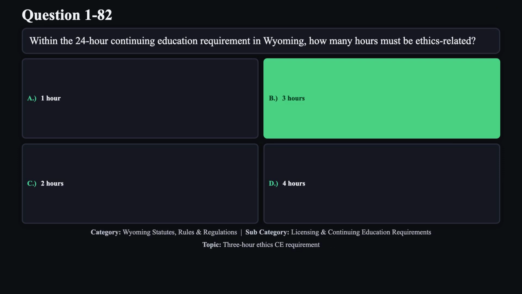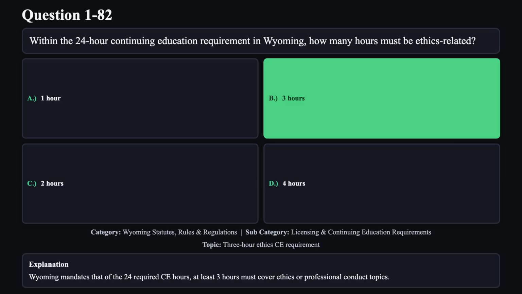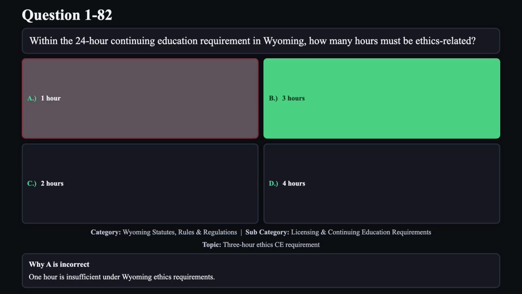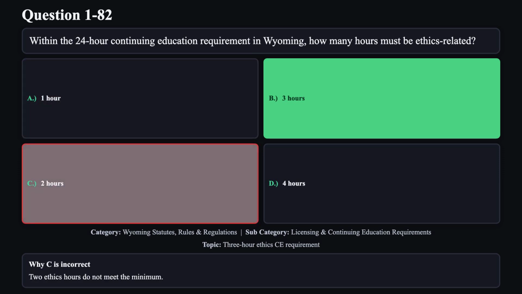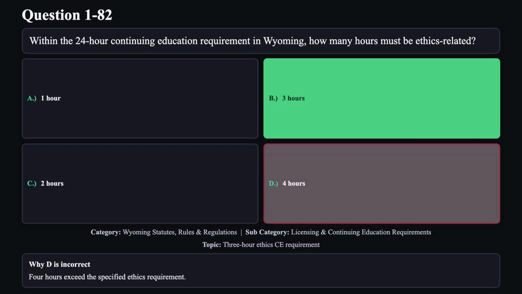The correct answer is B. Wyoming mandates that of the 24 required CE hours, at least 3 hours must cover ethics or professional conduct topics. Reason A is not correct. 1 hour is insufficient under Wyoming ethics requirements. Reason C is not correct. 2 ethics hours do not meet the minimum. Reason D is not correct. 4 hours exceed the specified ethics requirement.